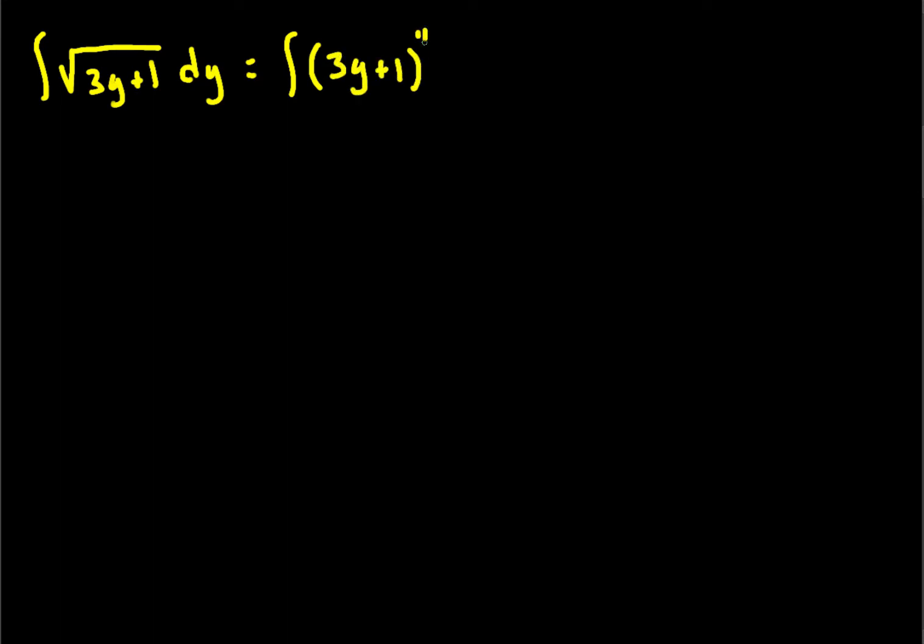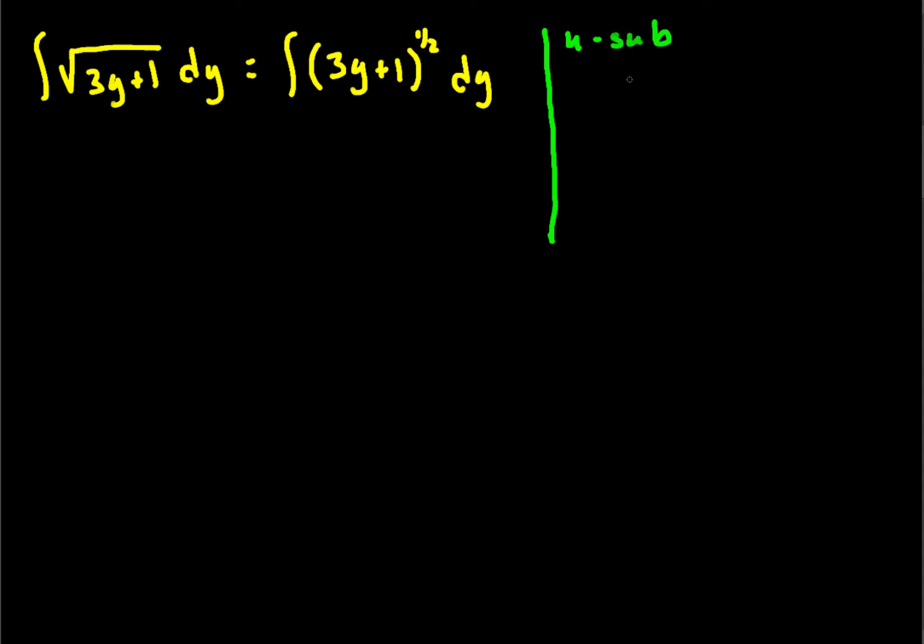So let's say I want to know the antiderivative of the square root of 3y plus 1, and I want to integrate with respect to y. Rewriting this, we can see we've got a power going on: (3y plus 1) to the 1/2 dy. So somehow we've got a power rule going on, but what is the power? What are all the pieces? So what we do is what's called a u substitution.